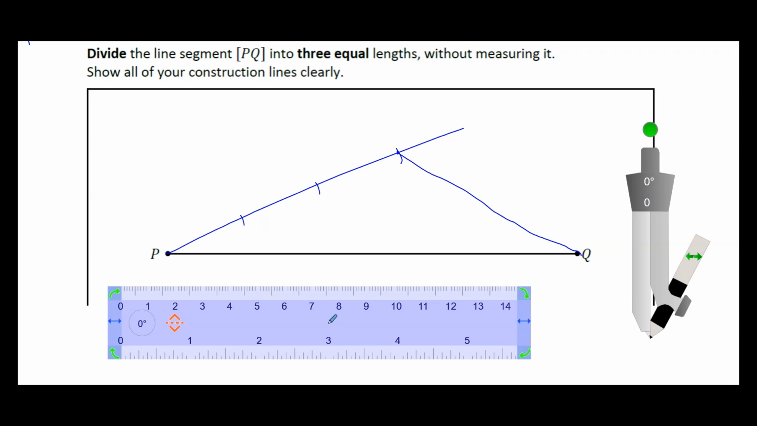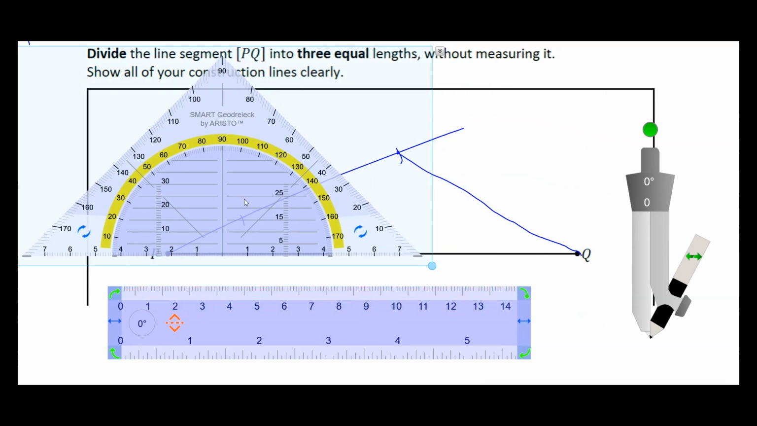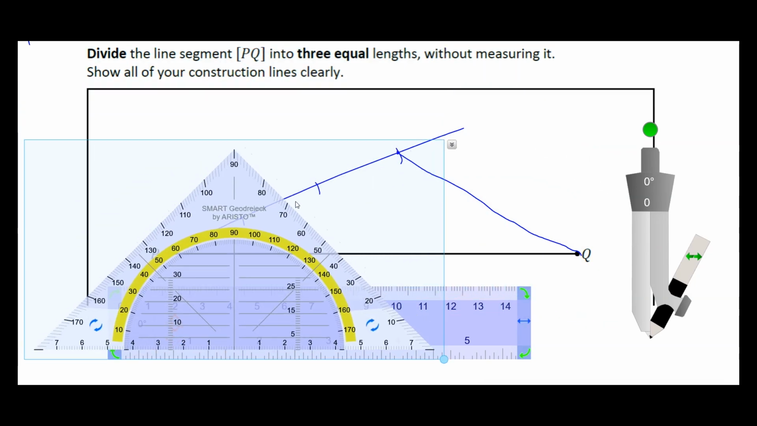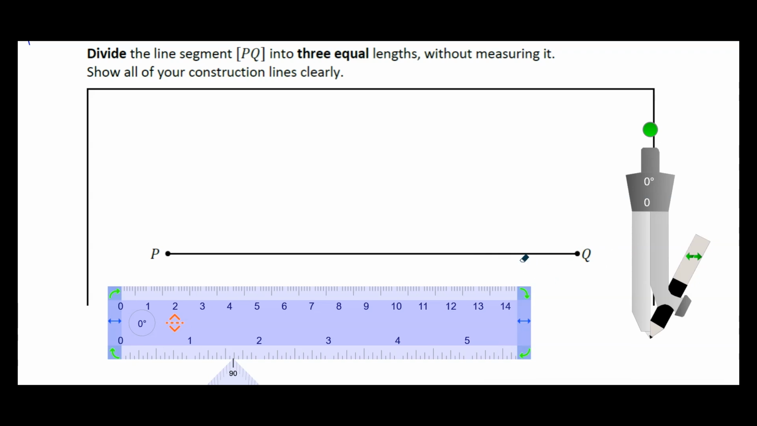And then using the ruler, and we're going to need one more piece of equipment, which is a triangle, we're going to draw parallel lines. And that is a little bit challenging when you are doing it with your equipment. Okay, let's have a try.